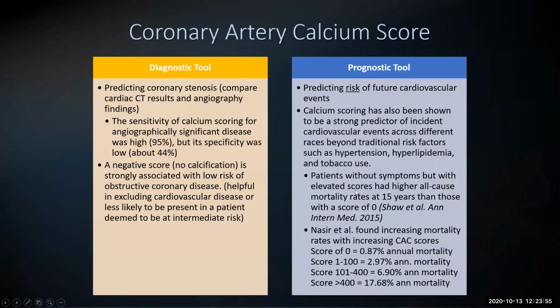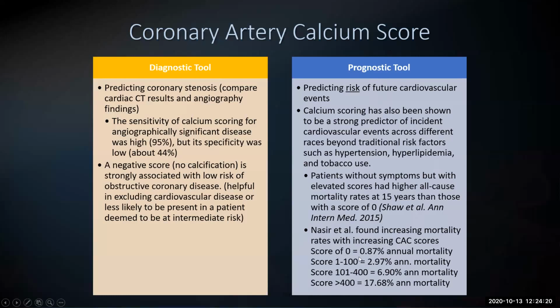In this study from Shaw, they found that patients without symptoms, but with elevated scores, had a higher all-cause mortality at 15 years than those with a score of 0 itself. So they're able to look at long-term, from a prognostic standpoint, what was the chance of these patients developing some cardiovascular event. And Nasser actually found that increasing mortality rates seem to correlate pretty well with these scores.